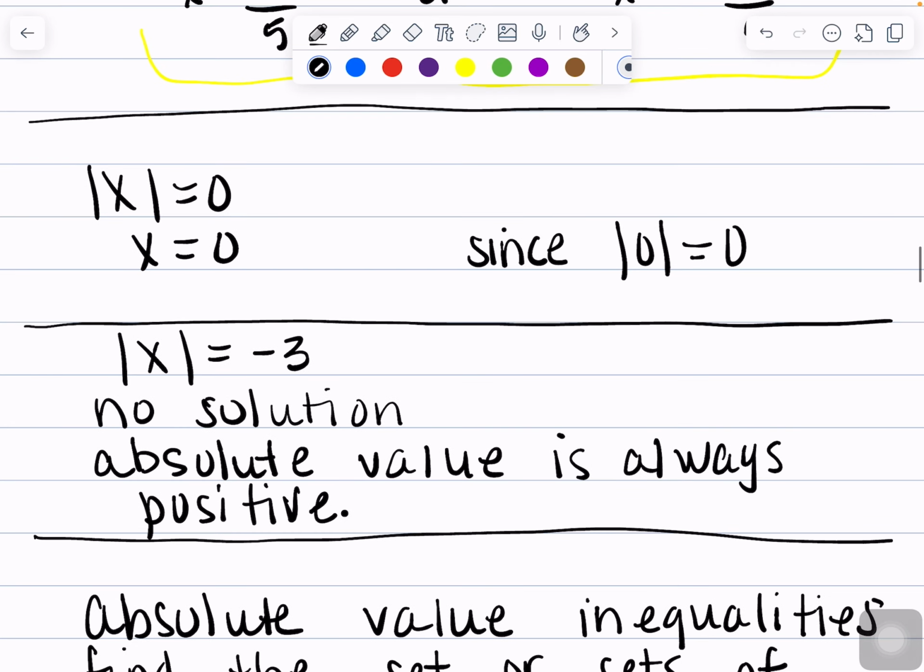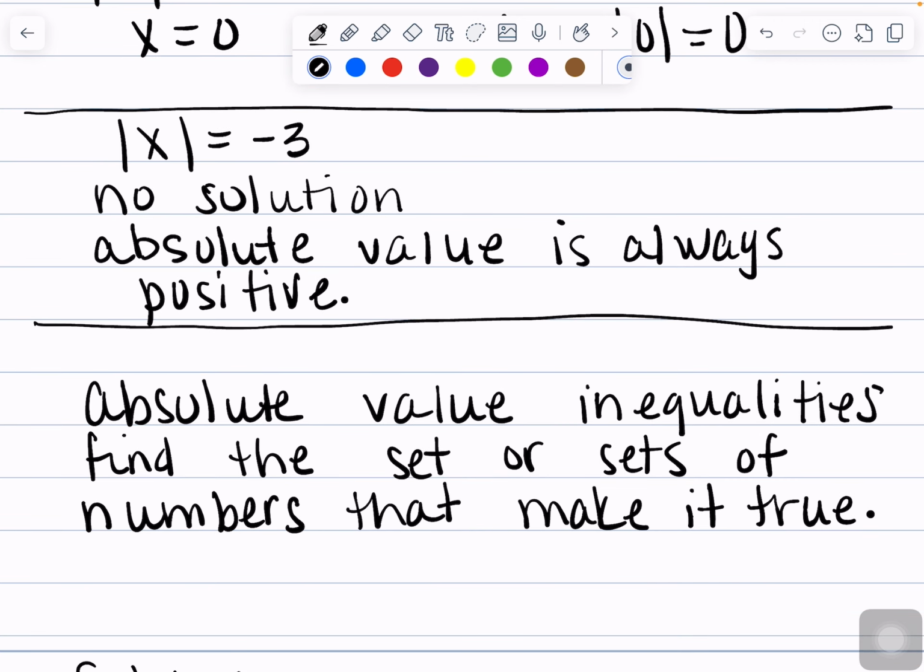Now two special conditions. The absolute value of x equals 0 can only be x equals 0, because the absolute value of 0 is 0. Now what about the absolute value equal to a negative number? There's no solution there, because absolute value is always positive.